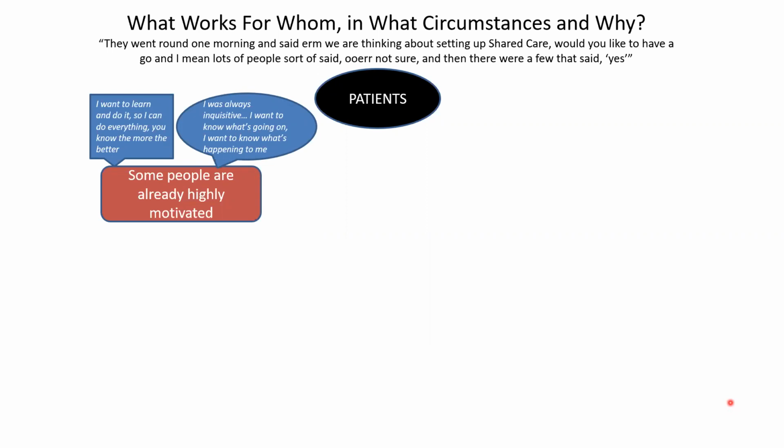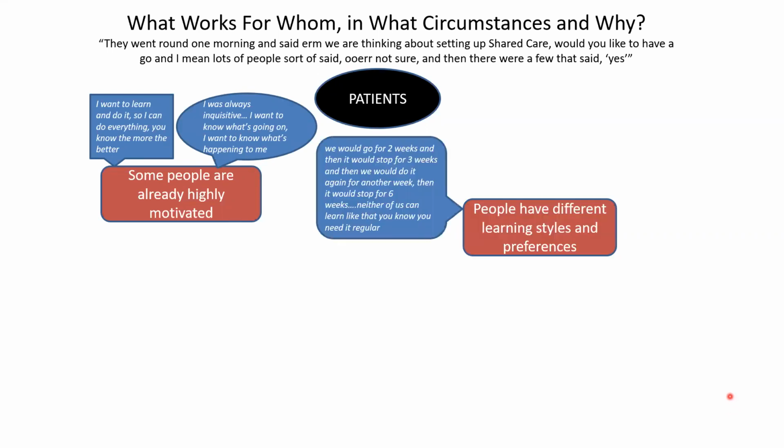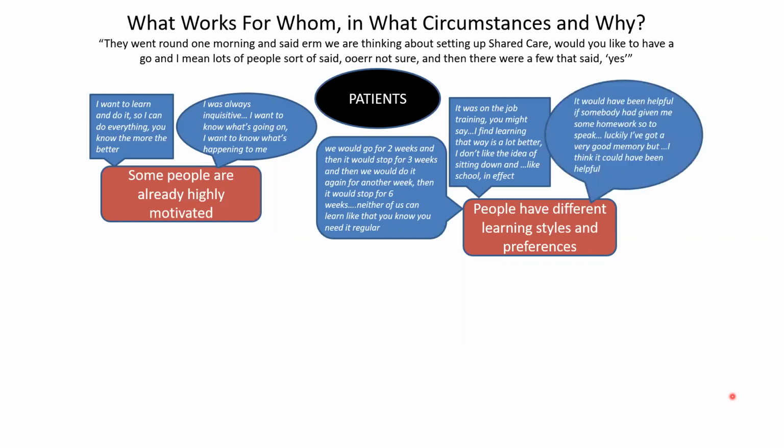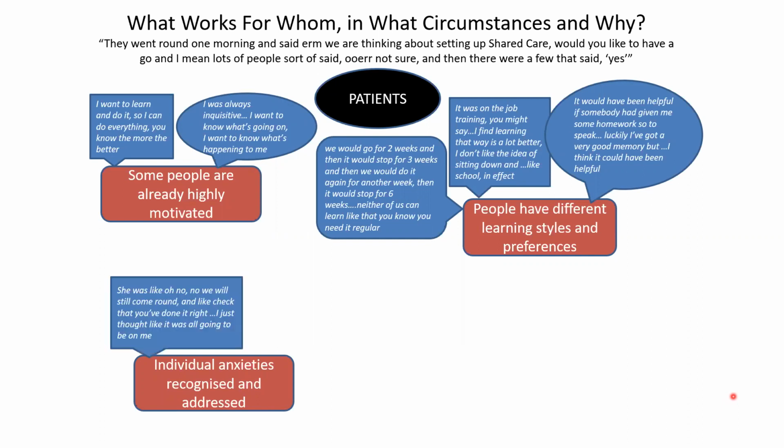People who related this to their idea of their personality, for instance, always being inquisitive, wanting to know what's going on. People had different learning styles and preferences. So examples here, one of the sites had a very stop-start approach, which didn't suit various people. Some people preferred on-the-job training. Some people preferred having some homework to learn separately.